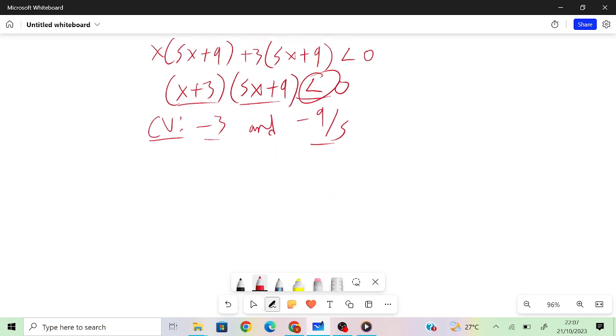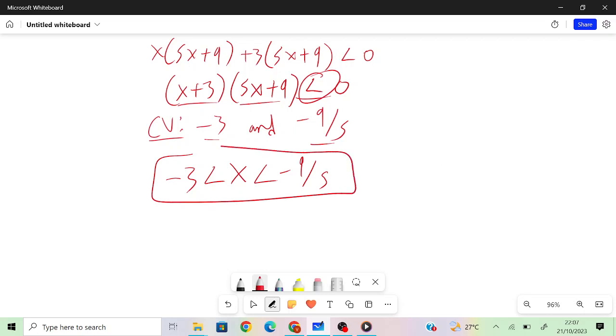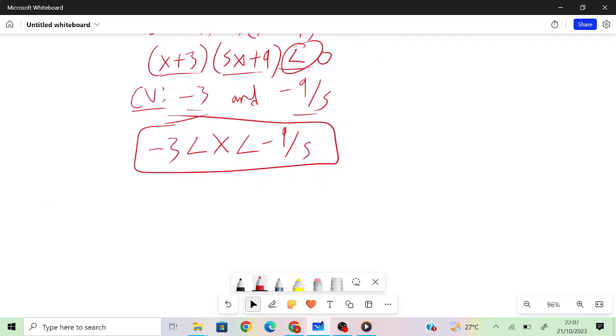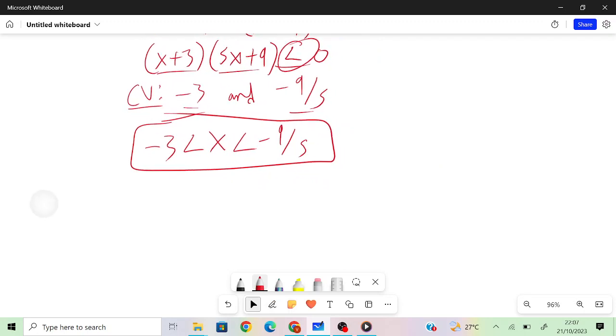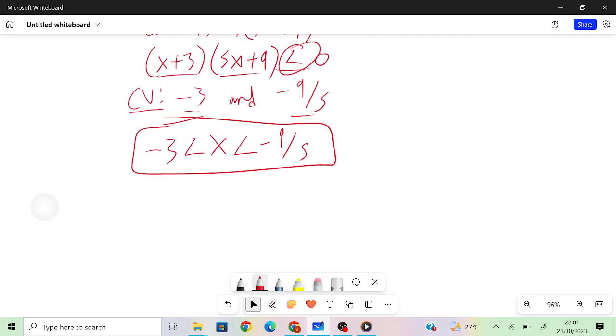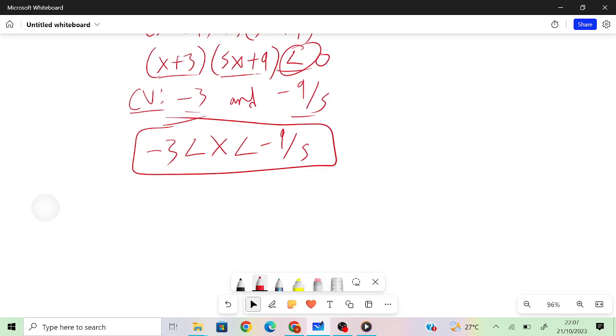So we write our answer, as I said, with the smaller one first: minus 3 less than x less than minus 9 over 5. We write the answers together because we use the less than sign, and that is the answer for that one. Now it's always advisable, always 100%, to check your values. Sometimes questions can trick you by doing this little deed. You might think that this is the final answer and you're done and you've gotten your marks, but actually one of them might be wrong.